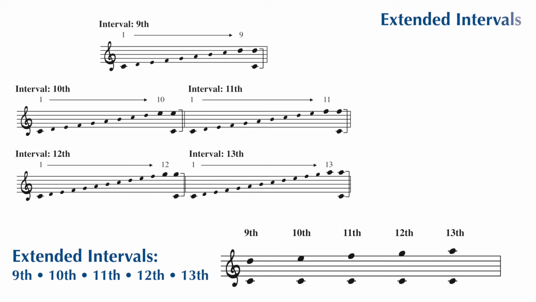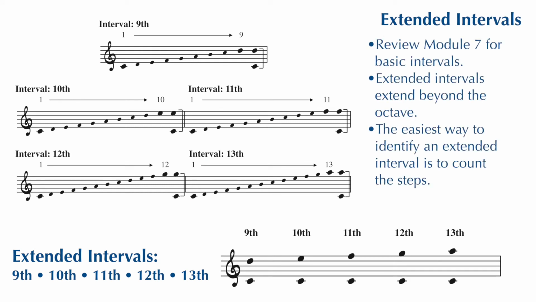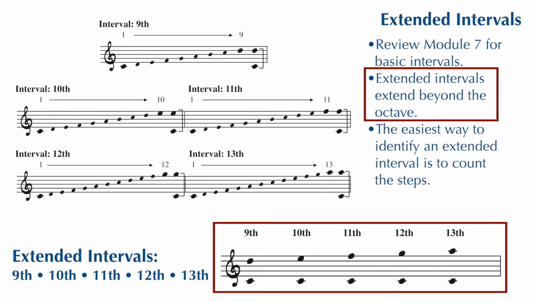When you learned to recognize intervals in Module 7, you learned to count step by step to name the interval. And extended intervals work the same way, you just have more steps to count. Extended intervals are called extended intervals because they extend beyond the octave, and they can include intervals like the 9th, 10th, 11th, 12th, and 13th.